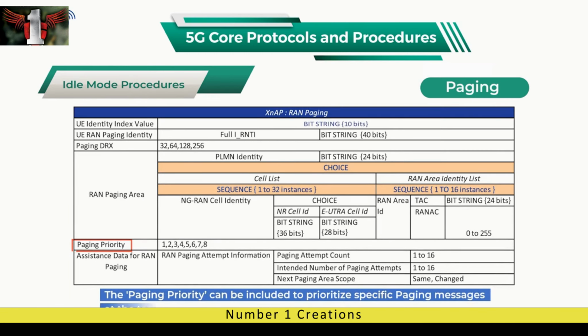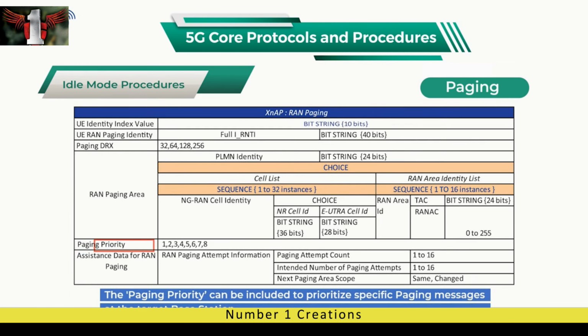The paging priority can be included to prioritize specific paging messages at the target base station. The priority can be configured with a value from 1 to 8, where 1 represents the highest priority. If the paging procedure has been triggered by the reception of a downlink NAS message from the AMF, then a RAN paging priority may have been included within the NGAP downlink NAS transport message.